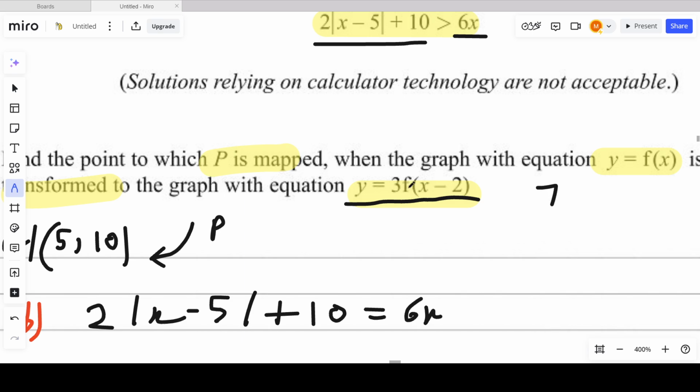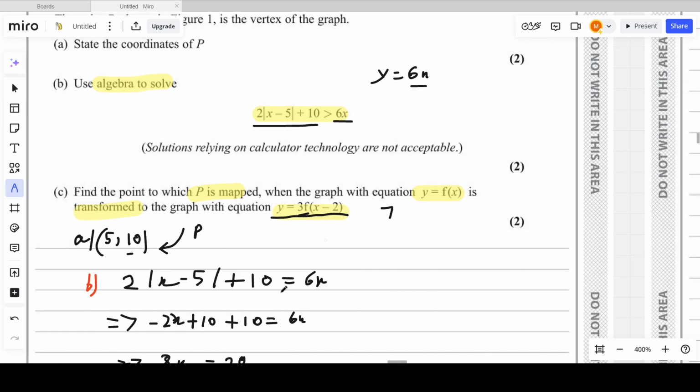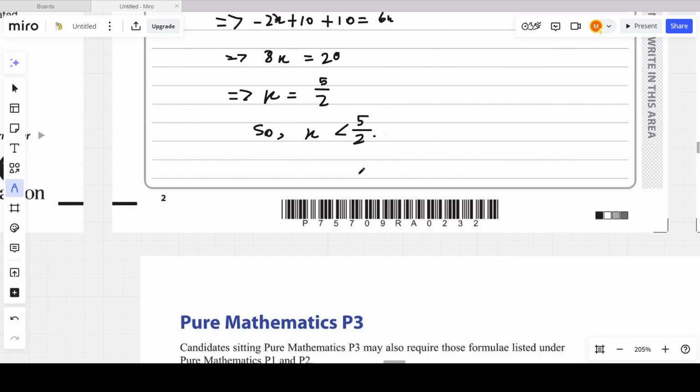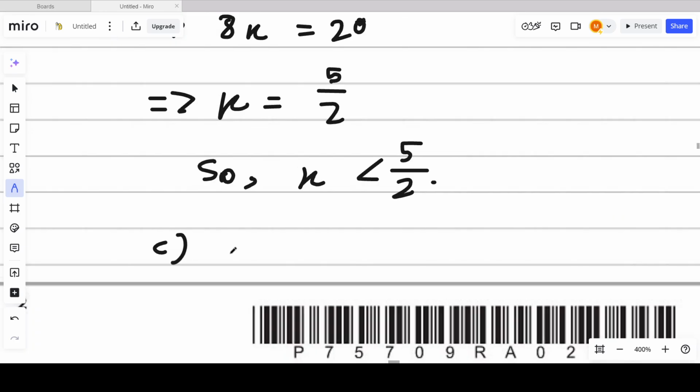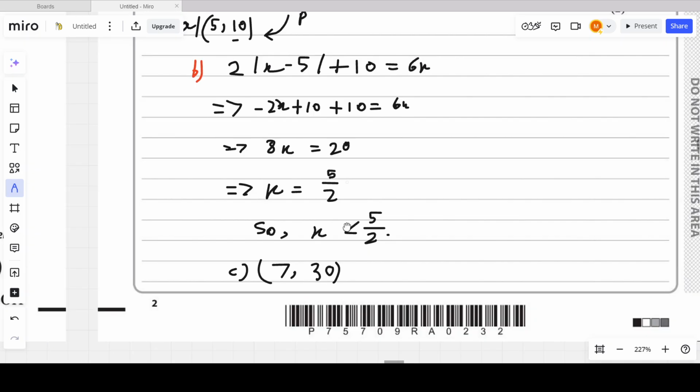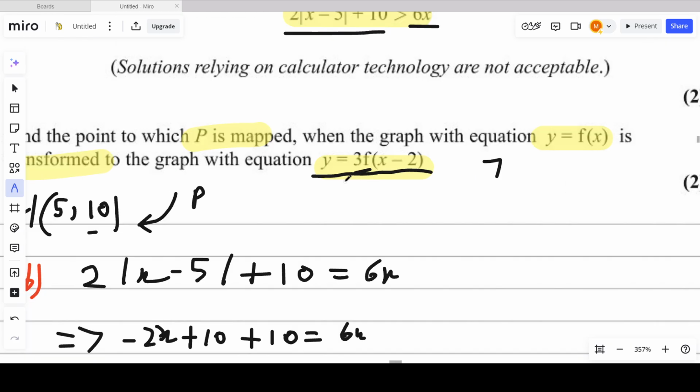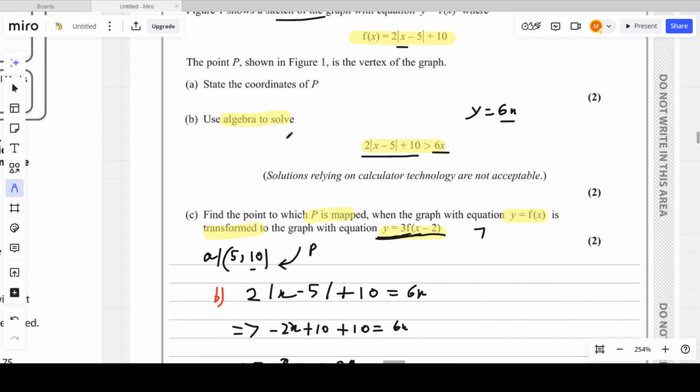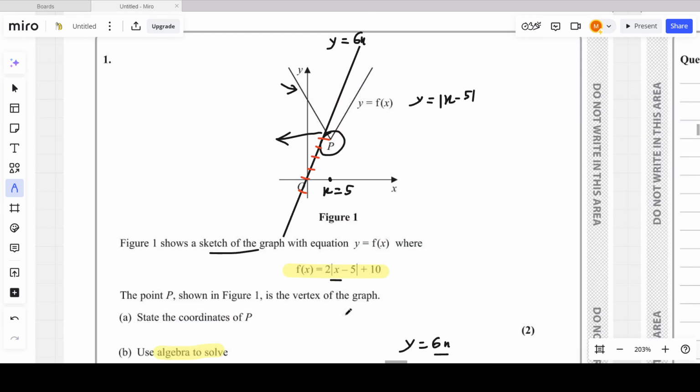Now consider the vertical transformation. It is just 3 times. What is multiplied outside the bracket? This is 3. The constant is 3. So 3 times the y coordinate of point P. This is 3 times 10, so that would be 30. So we got the answer for part C. It is 7, and 3 times 10, which is 30. So this would be the point to which point P will be mapped according to the transformation mentioned in question C. That's all about question number 1 from the May 2024 paper.